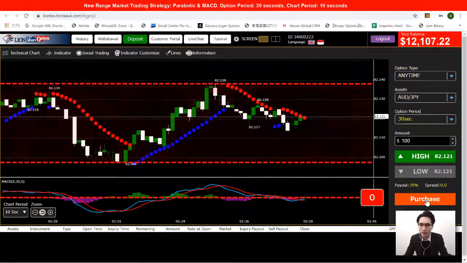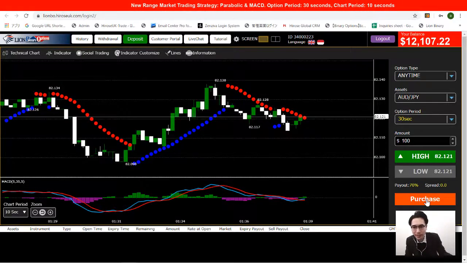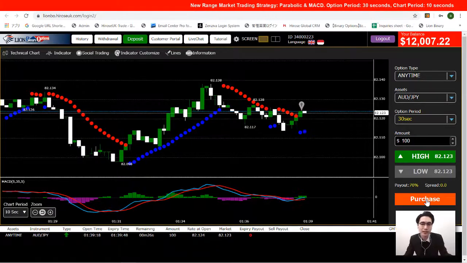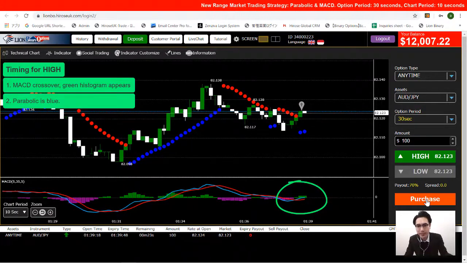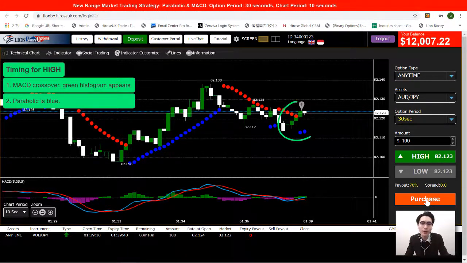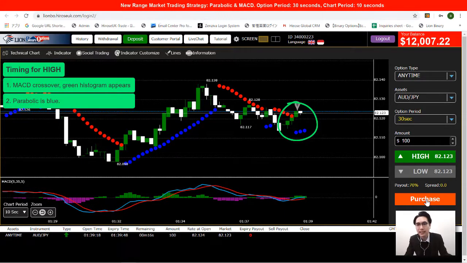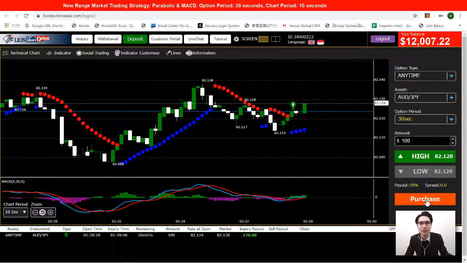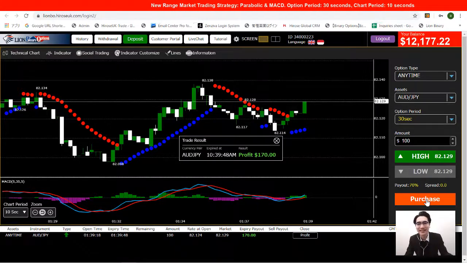So I will try to make a trade again. Now you see the MACD crossover. So I place this trade here. Again, the MACD crossover gives me a green histogram. Then I move on to the parabolic. Now you see I have a few blue dots here, which indicates the price is in an upward movement. That's why I placed a high here. Okay, the trade is about to finish. And it's ended in profit.